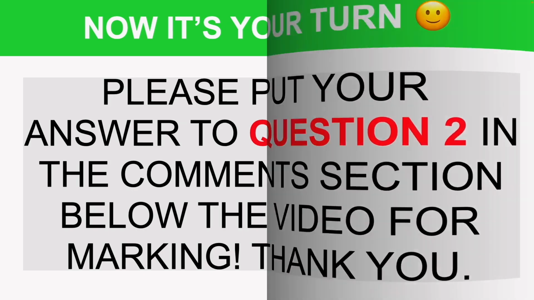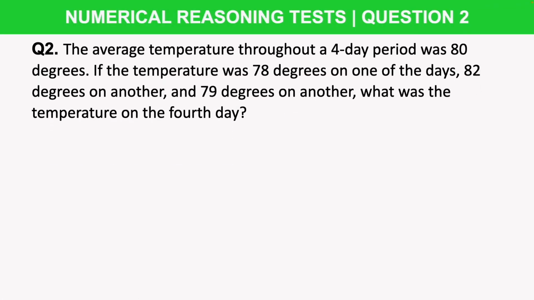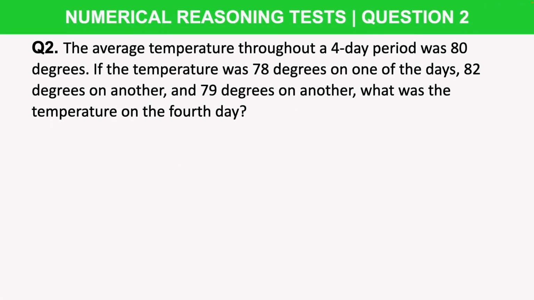Okay, let's take a look at question 2. So question 2 is this. The average temperature throughout a 4-day period was 80 degrees. If the temperature was 78 degrees on one of the days, 82 degrees on another, and 79 degrees on another, what was the temperature on the 4th day?